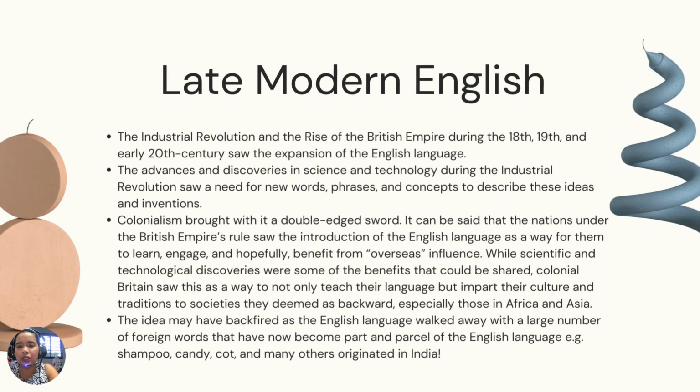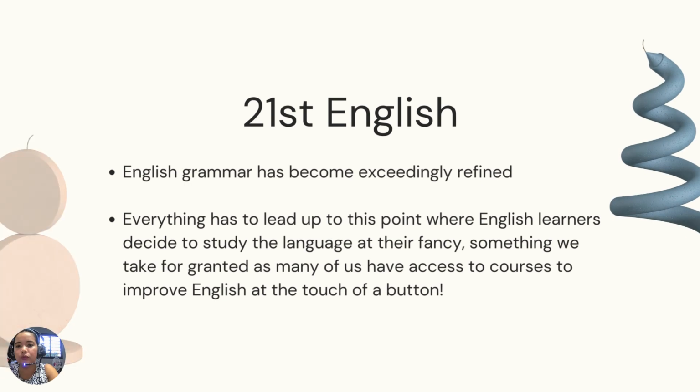So at Late Modern English, there is already a rise of the Industrial Revolution and the British Empire. So here there is already a discovery of the language in terms of science and technology, and new words, phrases, and concepts were ascribed to these ideas and inventions. So colonialism also takes in that there is already the introduction of the English language as a way for them to learn, engage, and hopefully benefit from overseas. So the idea may have backfired as the English language walked away with a large number of foreign words.